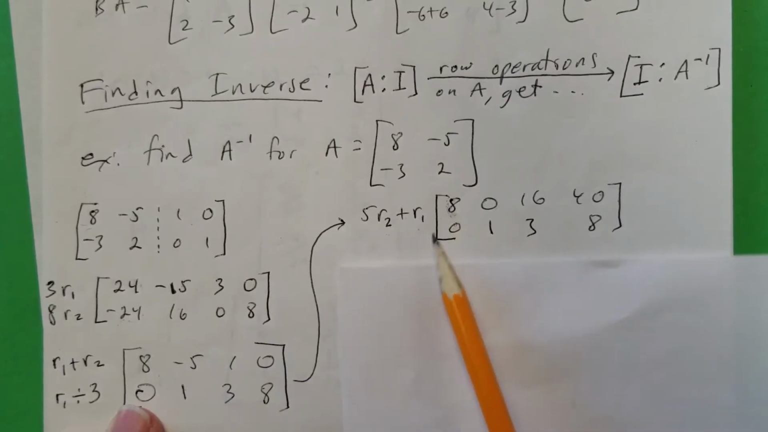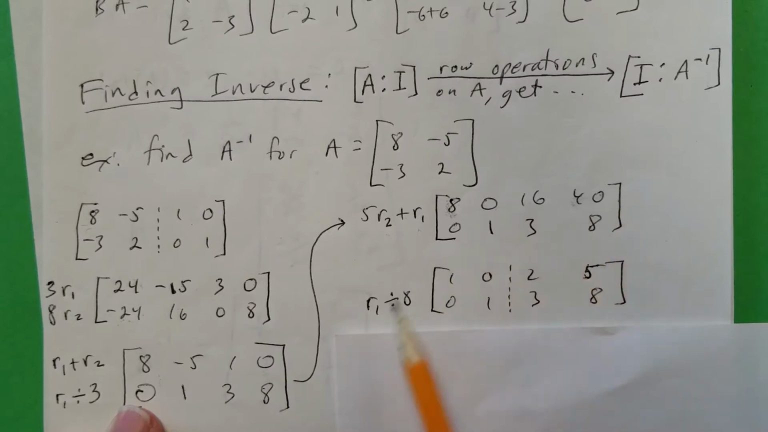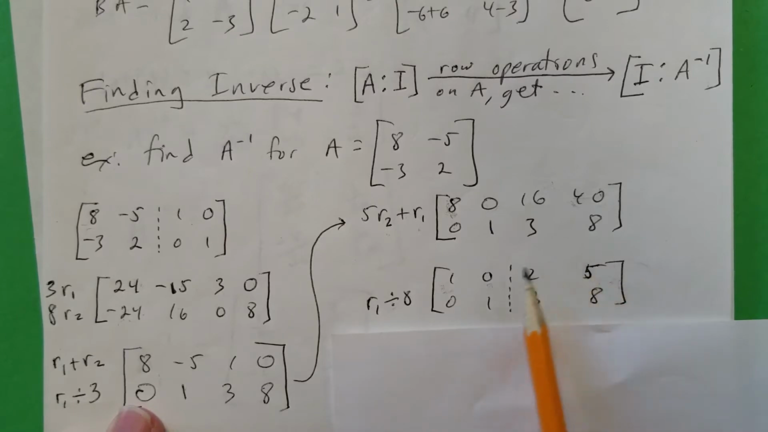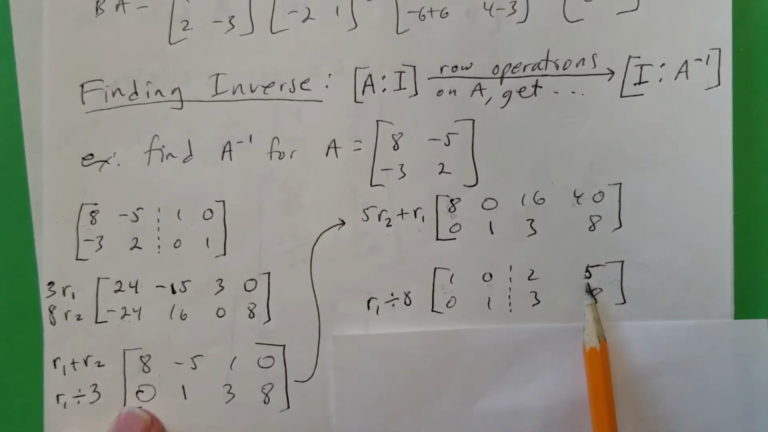Divide by 8. So if you take the first row and divide by 8, what do you get? 8 divided by 8 is 1. 0 divided by 8 is 0. 16 divided by 8 is 2. 40 divided by 8 is 5. I'm done. This matrix right here is the inverse we were looking for.